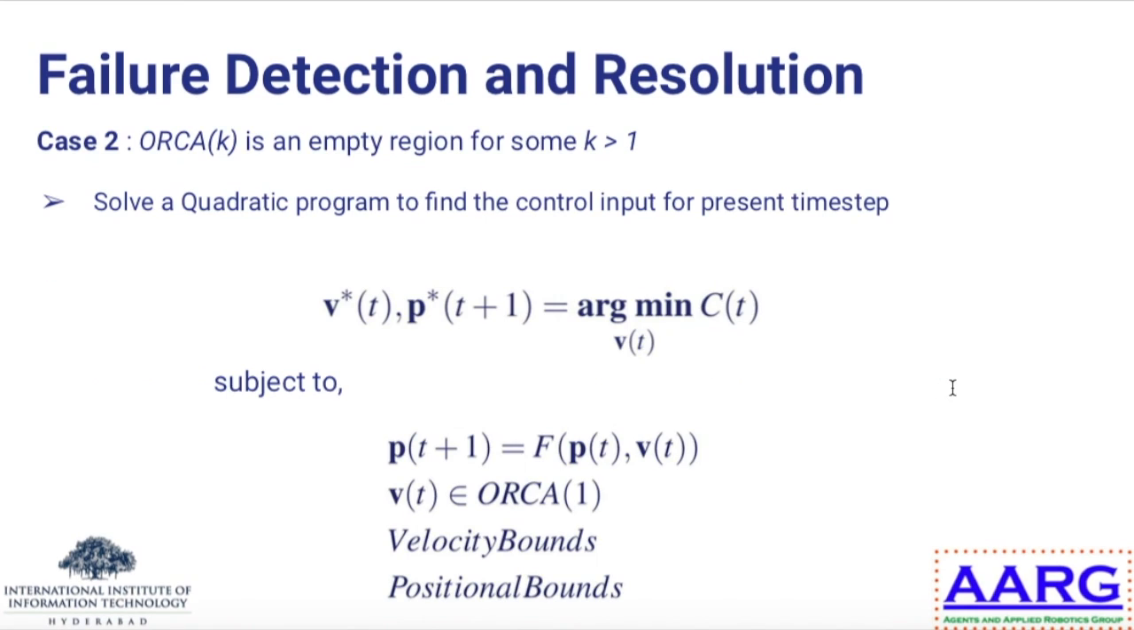Case 2: the half planes corresponding to ORCA constraints of some step k greater than 1 do not have a common region. In this case, we solve a quadratic program to compute the control input only for the present time instant. So this formulation is similar to our MPC formulation. We then compute the predicted states over the horizon by assuming that the formation traverses with uniform velocity throughout the planning horizon.